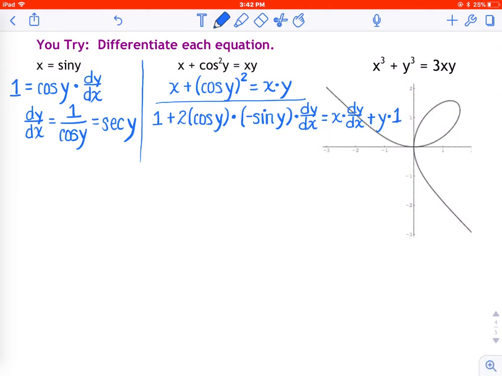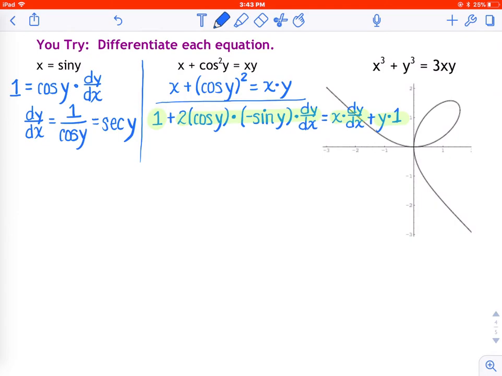Wow, I've got a lot of stuff going in there. What I need to do now is gather all my dy dx terms on one side and gather all my not dy dx terms on the other side. So as I look, this term does not have a dy dx, this term does. This term does, this term does not. So as I gather them algebraically on one side, I want all the ones that have a dy dx, and algebraically on the other side, I want all the ones that do not.